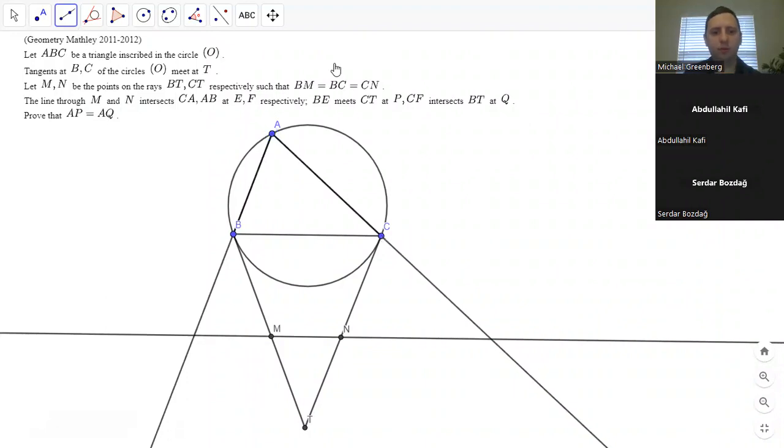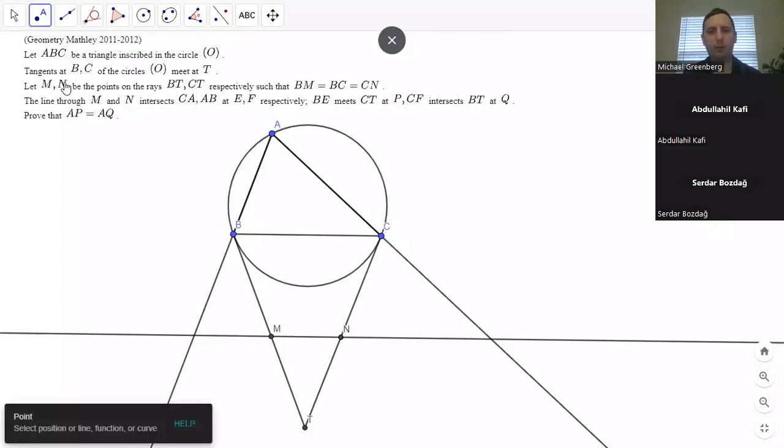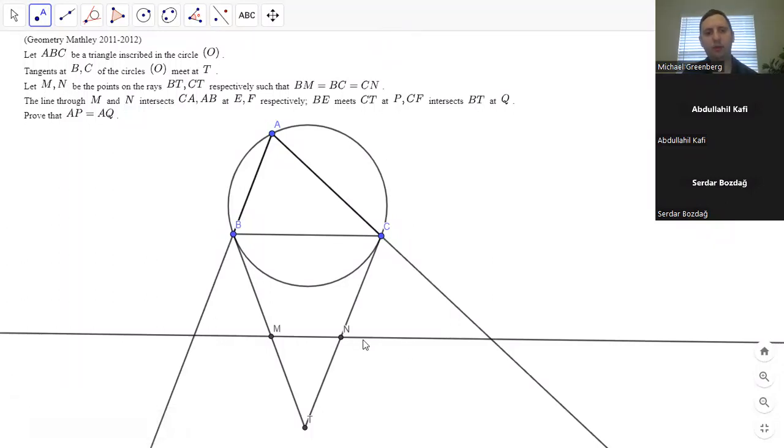Oh, I could just reflect. Or you're saying, yeah, it's not the radical axis. Oh, it's not the radical axis. Okay. Yeah, M and N are not midpoints. Oh, you're right. Yeah, they're not midpoints. That's my bad. Good point.